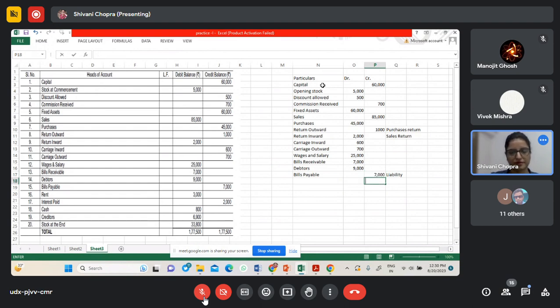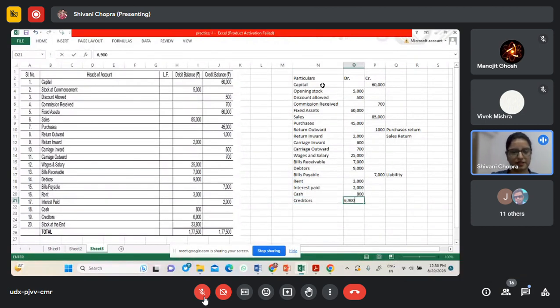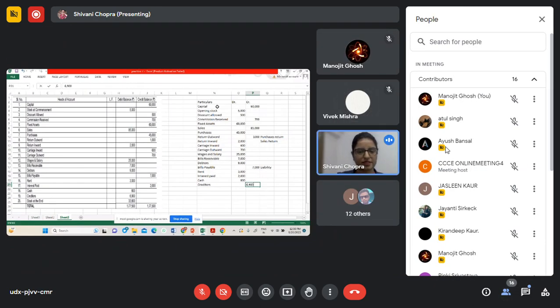Then you have rent. What is rent? Expense. Interest paid. Interest paid is an income or an expense? It's an expense. You have a debit balance. You have cash. It's an asset. You will have a debit balance. Creditors. You have 69. Creditors have debit balance or credit? Credit. They have credit balance, right?